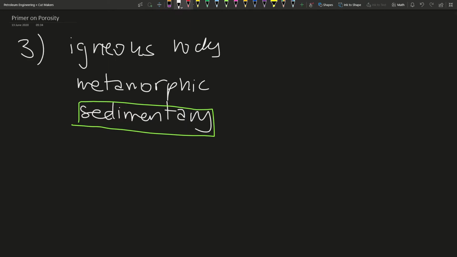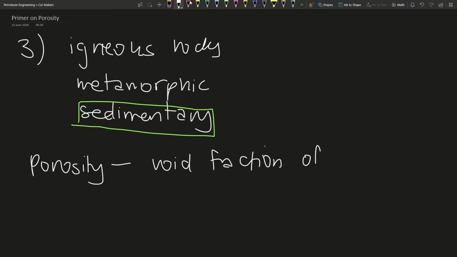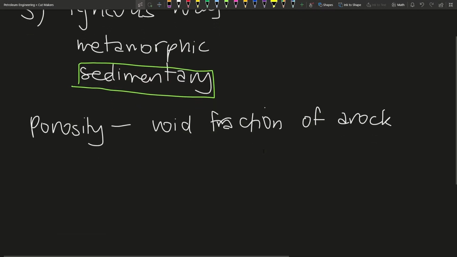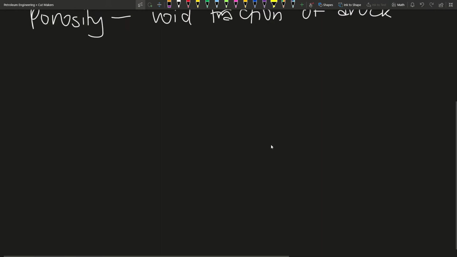Alright, so what is porosity? Well, in terms of words, porosity is defined as the void fraction of a rock, at least when we're talking about porosity in petroleum engineering, because we also have porosity for other fields which are defined in different ways. So to get an idea of what I mean, let's do a quick drawing.